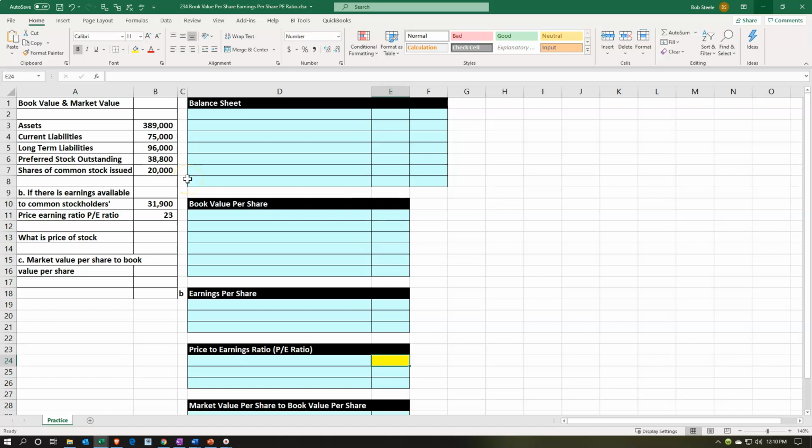If there is an earning available to common stockholders, we're going to say it is 31,900. That's a performance measure, something on the income statement that we would get based on activity and performance. And then we're going to say that the PE earnings ratio is 23. So they're going to give us the PE earnings ratio. Rather than calculating it, we're going to use it to calculate what the price of the stock is, because the PE ratio is the stock price divided by the earnings per share, which will allow us to back into the stock price, which is going to be the unknown.